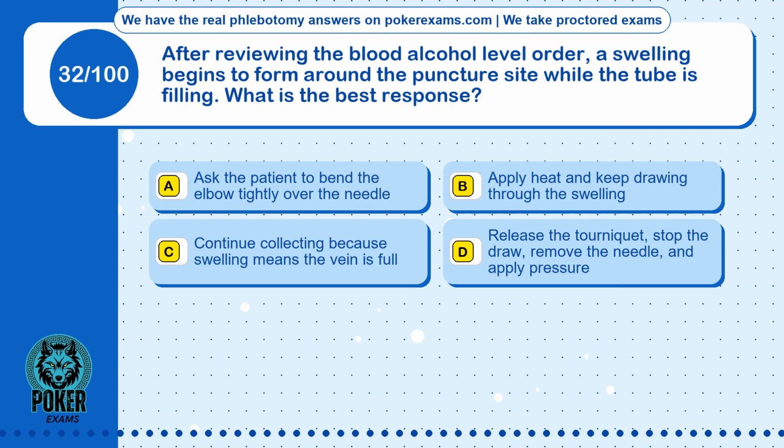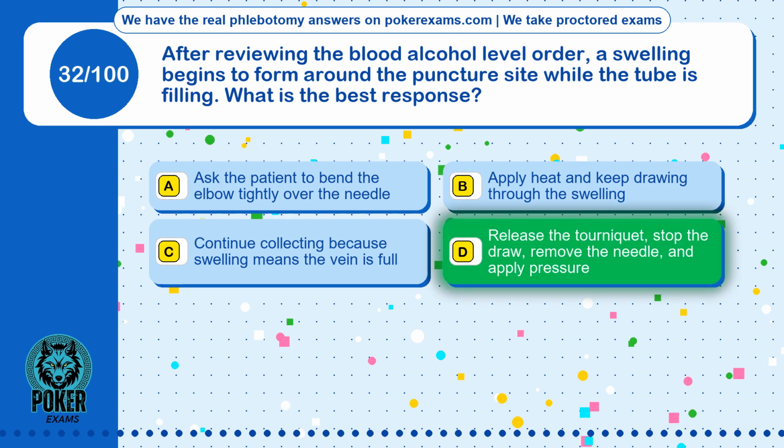Question 32. After reviewing the blood alcohol level order, a swelling begins to form around the puncture site while the tube is filling. What is the best response? Option A. Ask the patient to bend the elbow tightly over the needle. Option B. Apply heat and keep drawing through the swelling. Option C. Continue collecting because swelling means the vein is full. Option D. Release the tourniquet, stop the draw, remove the needle, and apply pressure.